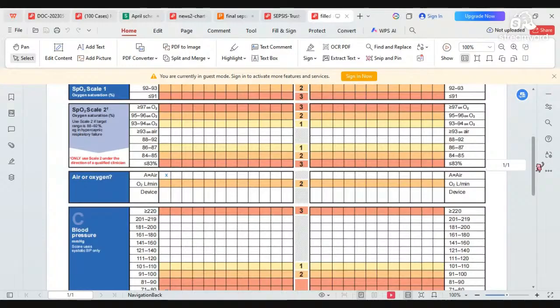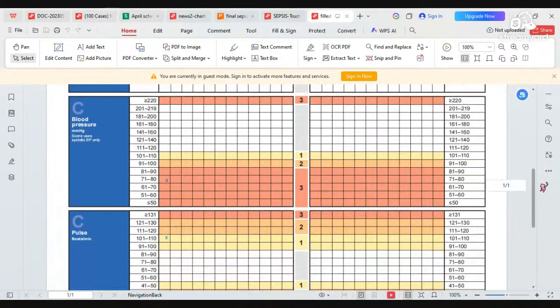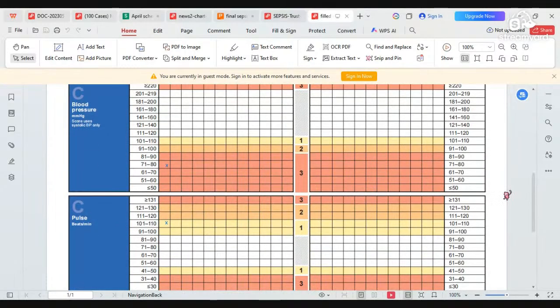For her blood pressure, the NEWS 2 chart does concentrate on the systolic blood pressure. For this patient, it's 80, and here she has a score of 3. Going forward, her pulse rate was 110. She has a score of 1.